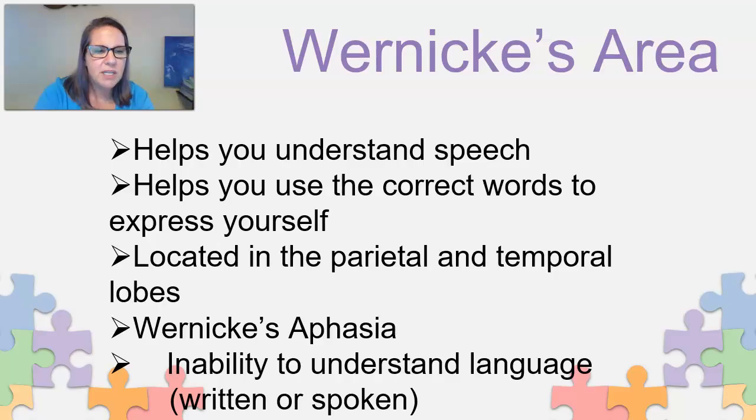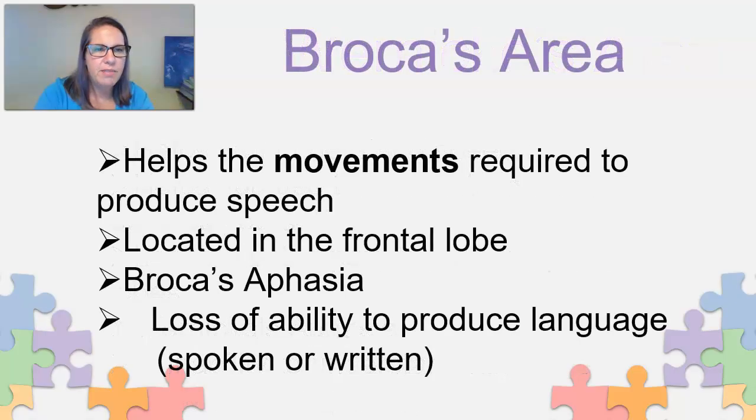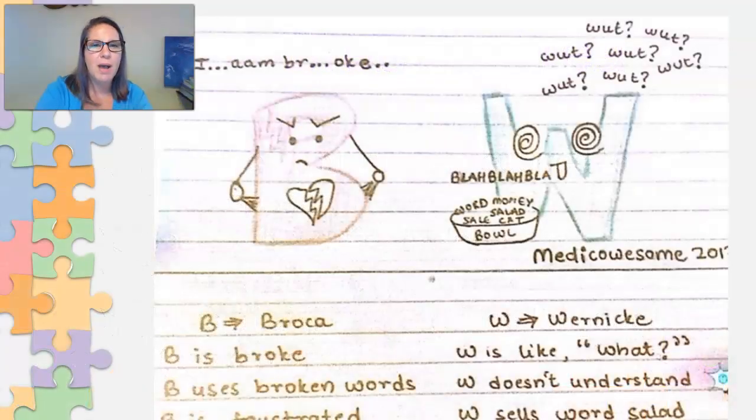So I'm going to go back to this graphic here. And this is my mnemonic device to help me remember the difference between Broca's and Wernicke's. So here's my little B here, and it's like stuttering a little bit. I am broke. So the B in Broca's area is B standing for broke or broken words. Okay, so they're not able to physically form the words with their mouth.